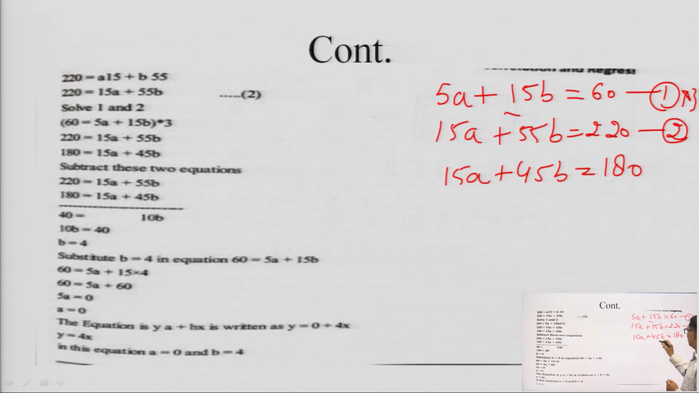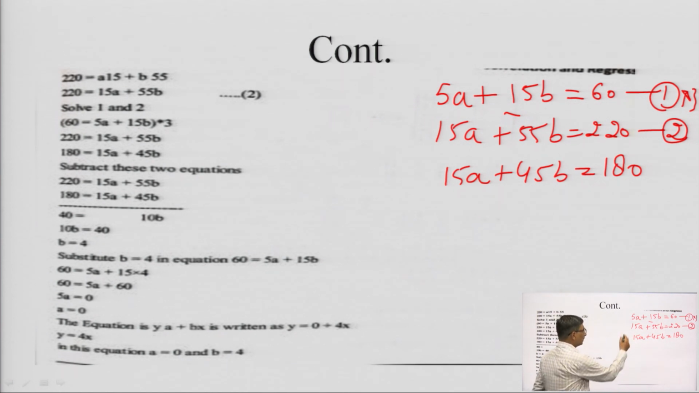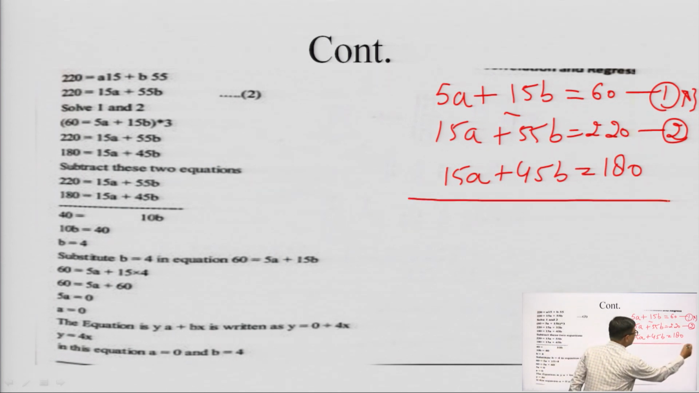And now we subtract. Here we see the coefficient of a in equation 1 is 5 and the coefficient of a in equation 2 is 15. So first equate the coefficient of a by multiplying equation 1 by 3 and subtract these two equations.